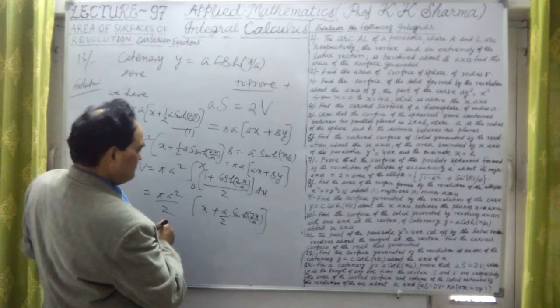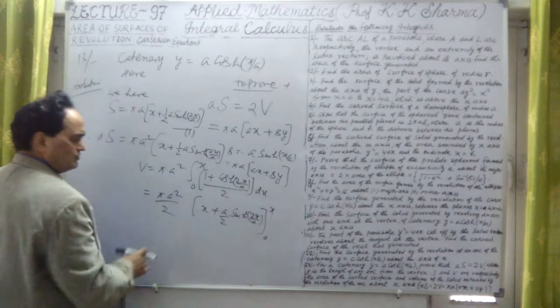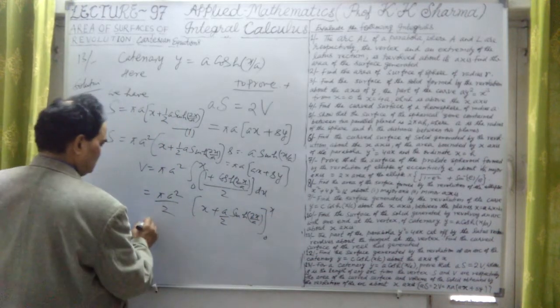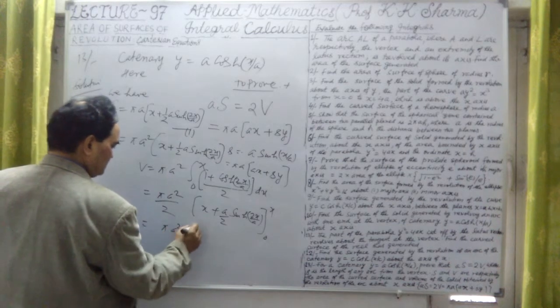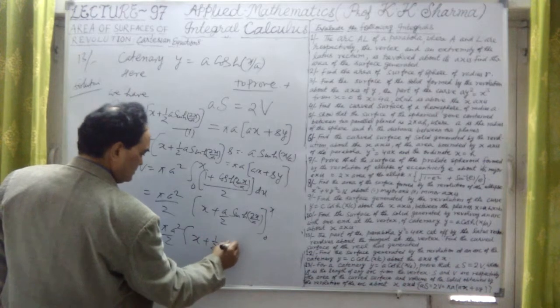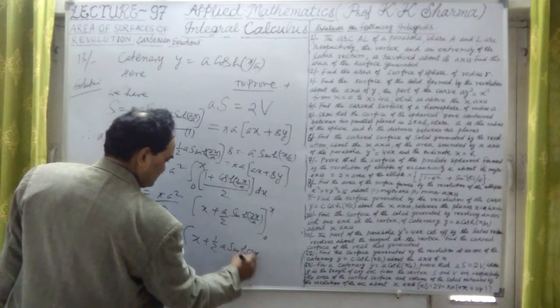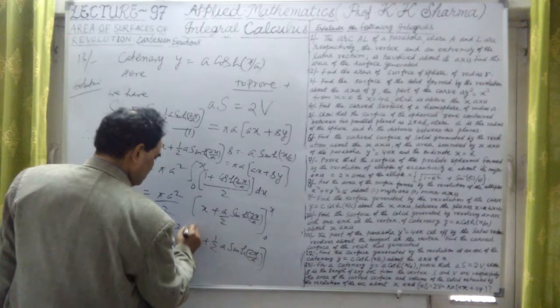In the same value we have obtained. 0 to x limits are there. Limits are same, value will be obtained because at 0 both are zeros. It is nothing but pi a square upon 2 into x plus 1.2a into sine hyperbolic twice x upon a. This is the same value which we have obtained.